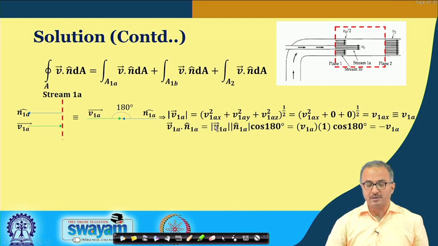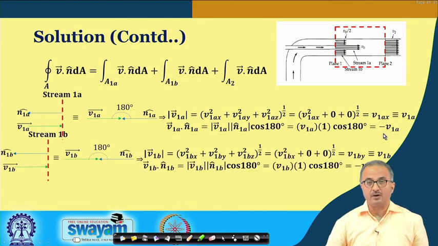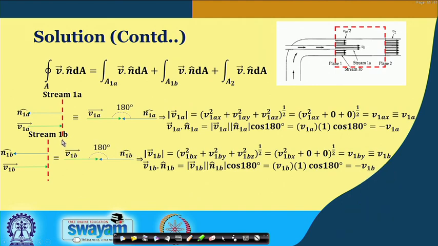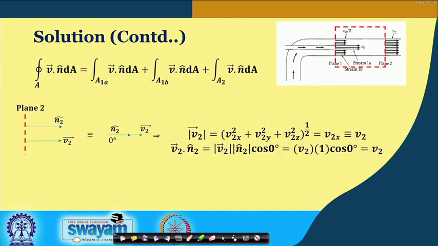This is the magnitude of this velocity, and the magnitude of this is unity. So, putting these magnitudes and the cos of the 180 degrees angle between them, we get minus V1a. Now we extend a similar logic to the other stream coming from the 1b section, and again we put similar arguments to arrive at the velocity 1b, and we take the dot product and it comes out to be minus V1b.